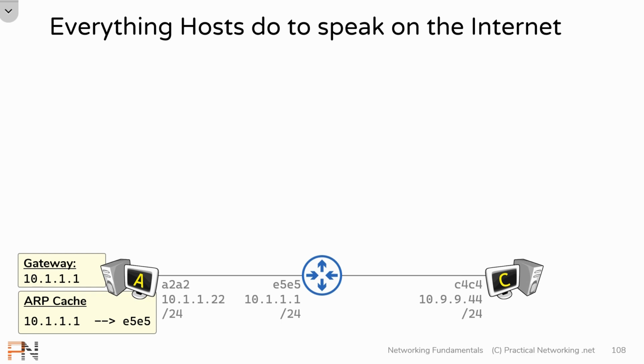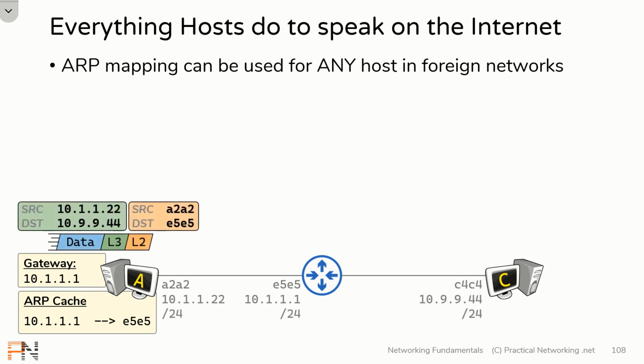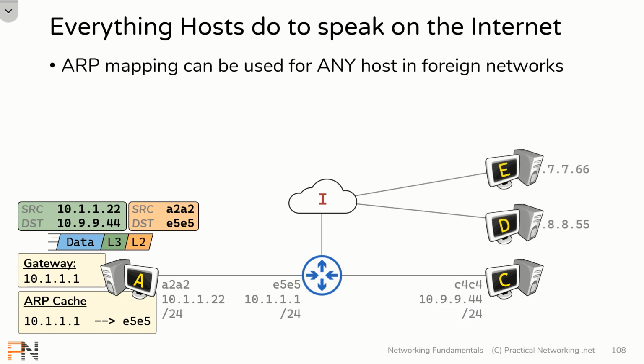Now, I want to highlight something important for you. This ARP entry that host A resolved in order to get the packet to the router can be reused to speak to any host in foreign networks. So let me show you what I mean by that. So here again is the layer 3 and layer 2 header that were used to get this data to host C. And let's go ahead and add other hosts to our topology.